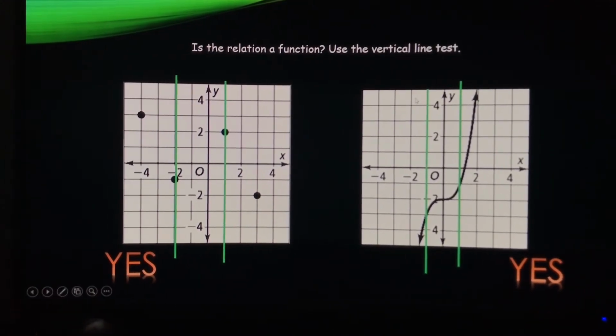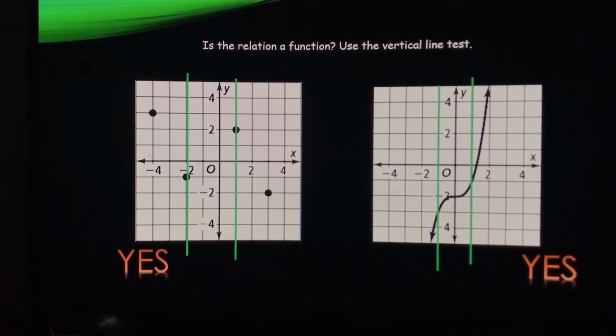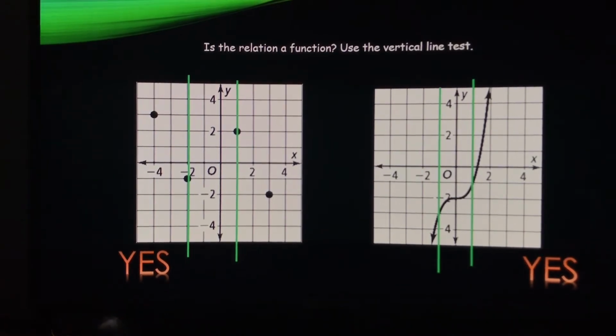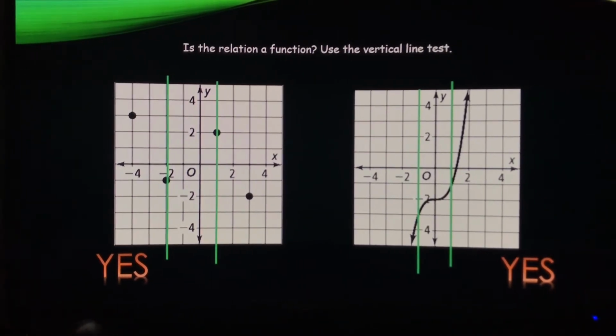So my graphs that are just fixed points, those are called discrete functions. And then my graphs that are a line or a shape and they're connected, those are continuous. And we will do another video on that. You can look through the YouTube channel for one of those.